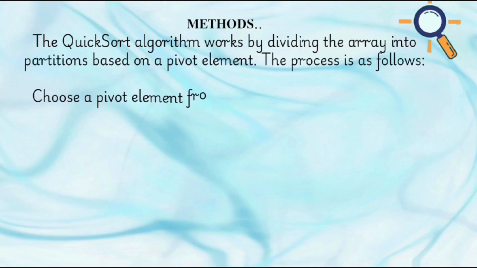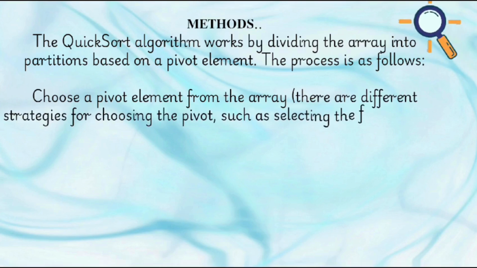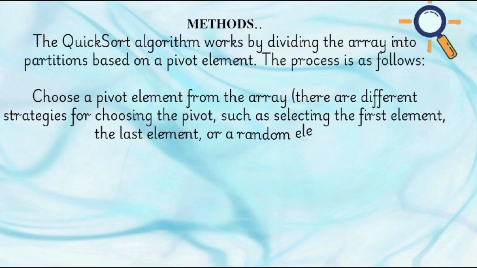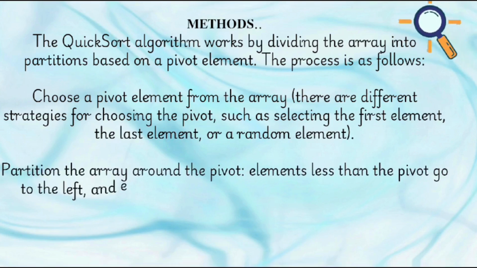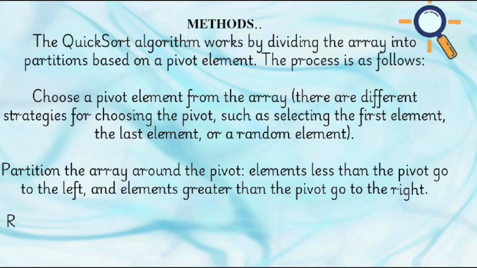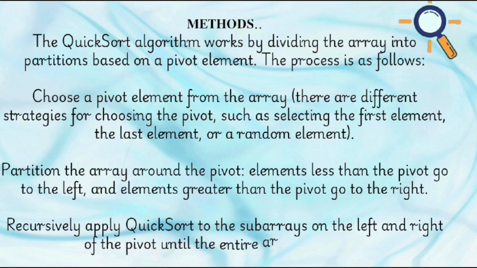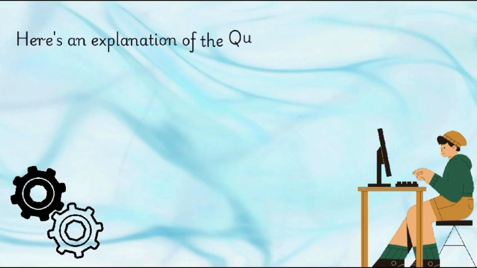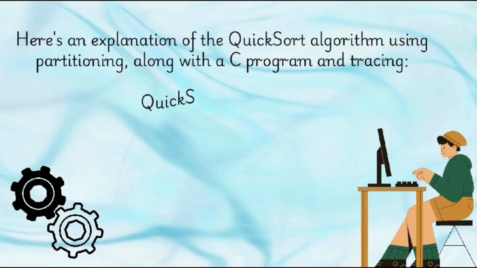The process is as follows. Choose a pivot element from the array. There are different strategies for choosing the pivot, such as selecting the first element, the last element, or a random element. Partition the array around the pivot. Elements less than the pivot go to the left, and elements greater than the pivot go to the right. Recursively apply quicksort to the subarrays on the left and right of the pivot until the entire array is sorted. Here's an explanation of the quicksort algorithm using partitioning, along with a C program and tracing.